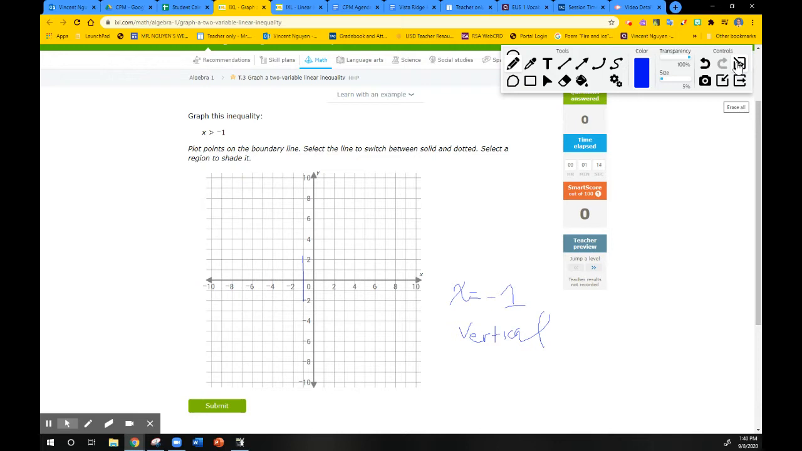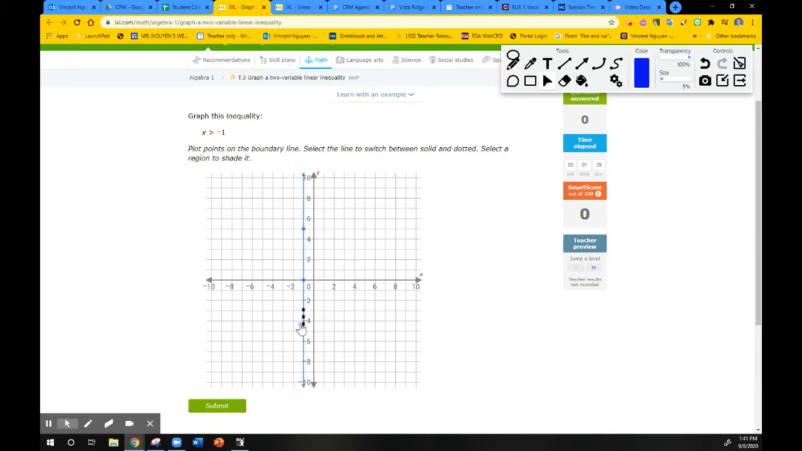So based on that previous knowledge, now I know that my inequality is going to have a vertical line in there. So what I'm going to do is go to my -1 line, and I'm going to pick a point right there, and just drag along this -1 anywhere up and down. That's going to allow me to click and draw that line.